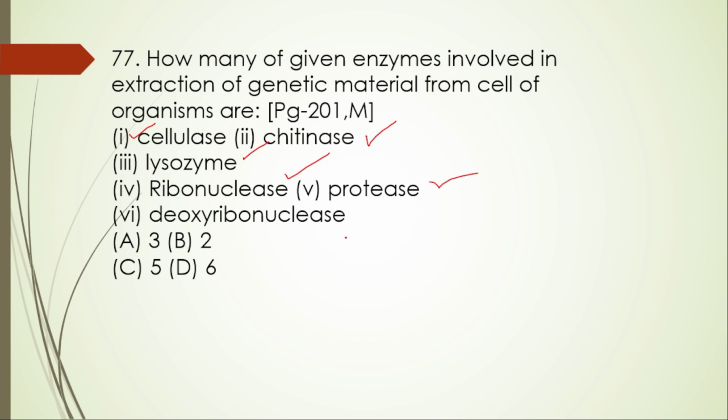And deoxyribonuclease is the enzyme that digests the DNA. It does not extract the DNA genetic material, so it is not used, as it is an enzyme that destroys it, so we won't go with that. The question asks about enzymes involved in the extraction, and this one is destroying. Other than this, how many? 1, 2, 3, 4, 5 are used.